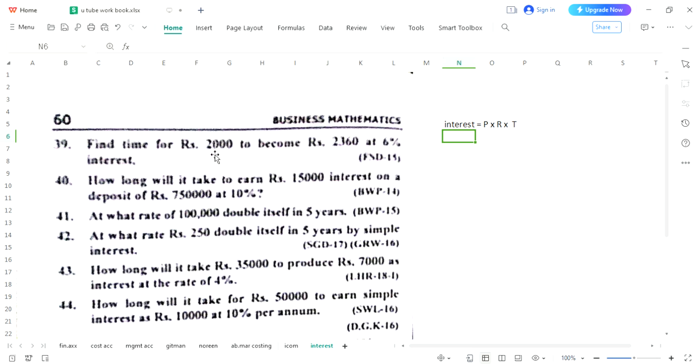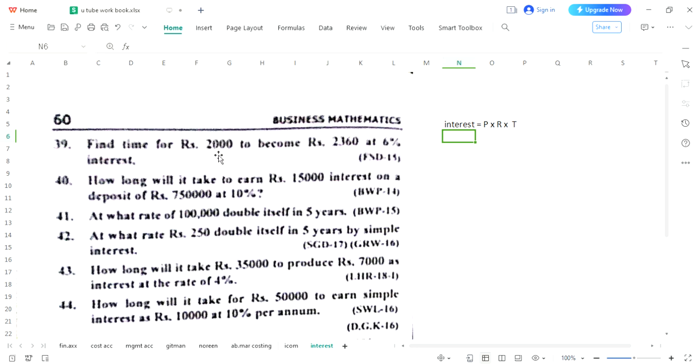Now the 39th question is saying find time. Please note it down. P for principal amount, R for rate, and T for time. Time is not mentioned over here. And obviously, if time is not available, we will consider it as per annum, PA, for the whole year. We will not suppose it yearly, monthly, weekly, or daily. We will suppose it per annum, per year.